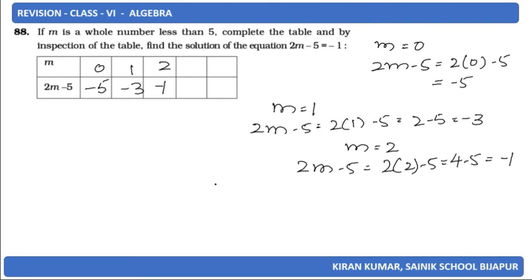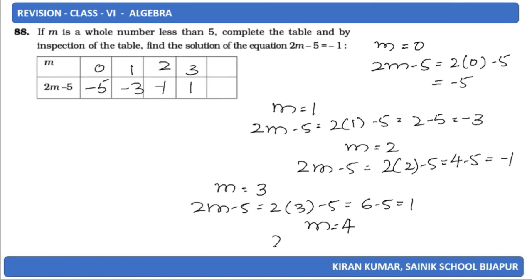If the value of m is taken as 3, 2m minus 5 will be equal to 2 times 3 minus 5, which is 6 minus 5, positive 1. If m value is taken as 4, 2m minus 5 will be equal to 2 times 4 minus 5, which will be equal to 8 minus 5, positive 3.